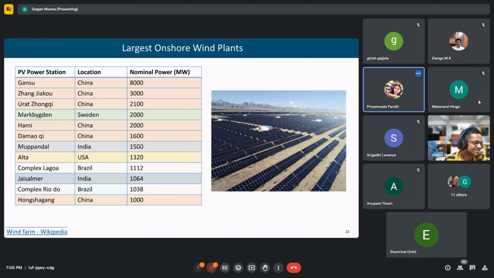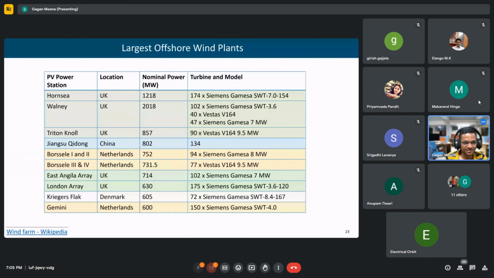No, I don't know. It would be a random guess. We'll see it. So what is the maximum available capacity nowadays? This is for offshore wind plants. UK dominates in offshore wind plants.